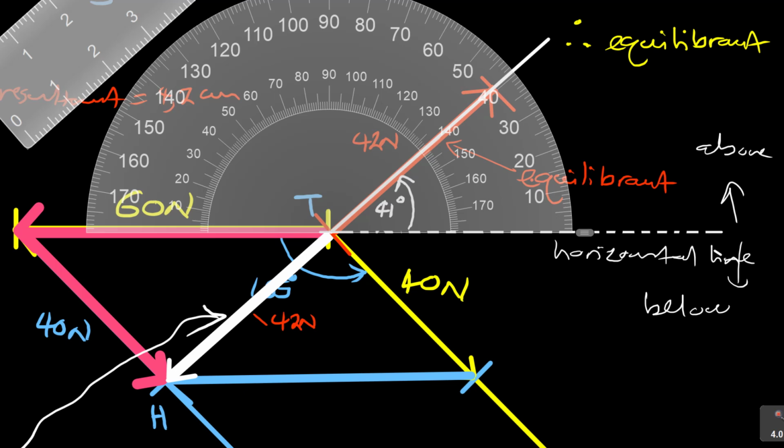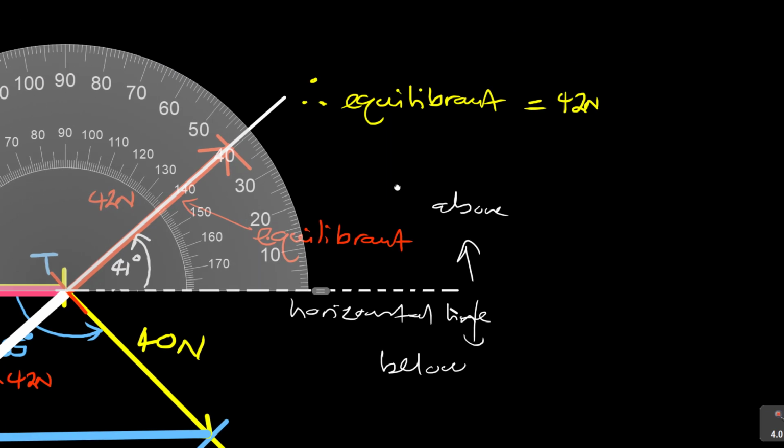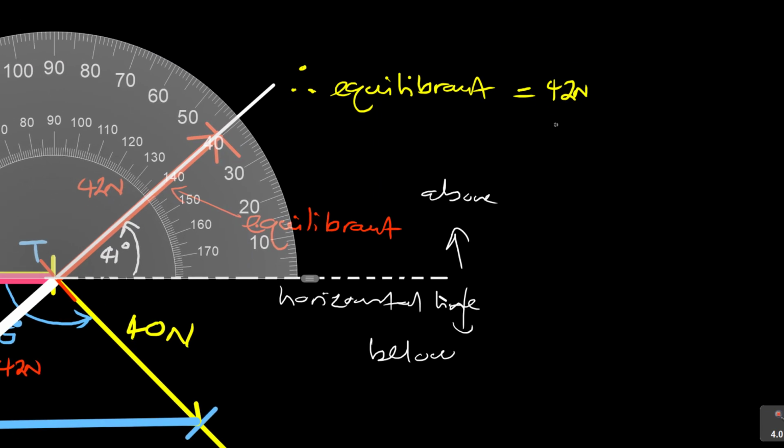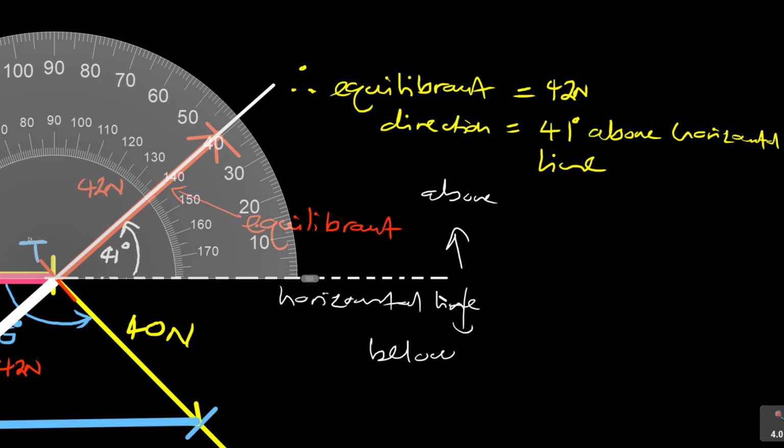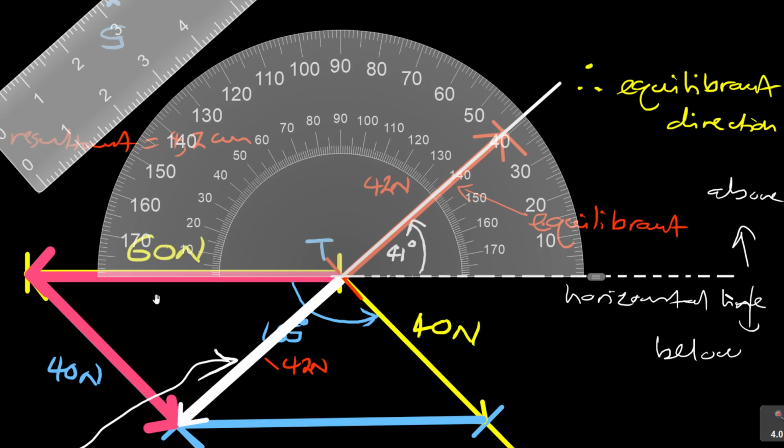So what are you going to say when you're writing your answer? You are going to say the equilibrant is 42 degrees, and then direction is equal to 41 degrees above the horizontal line. They allow that. See that?